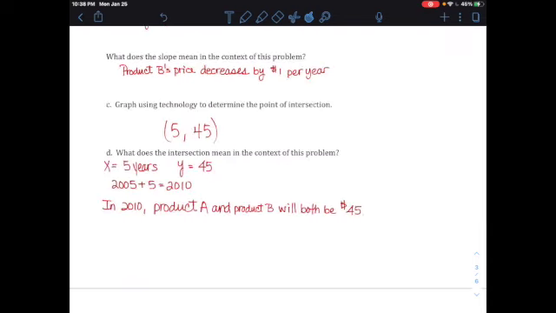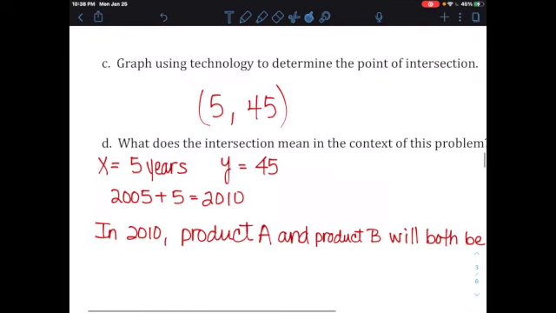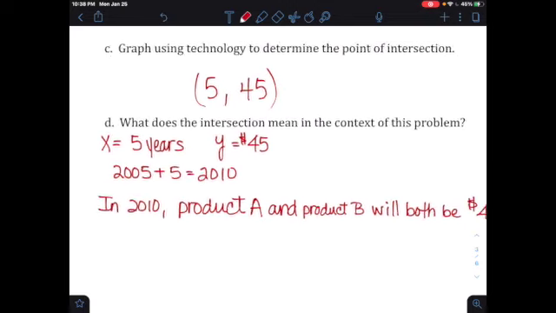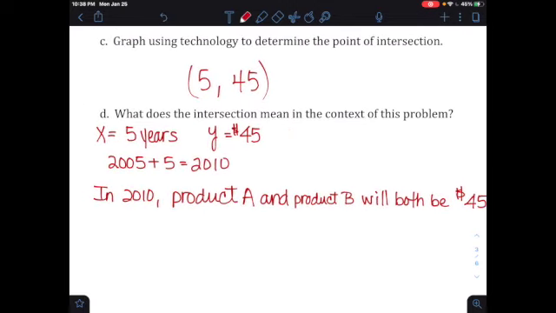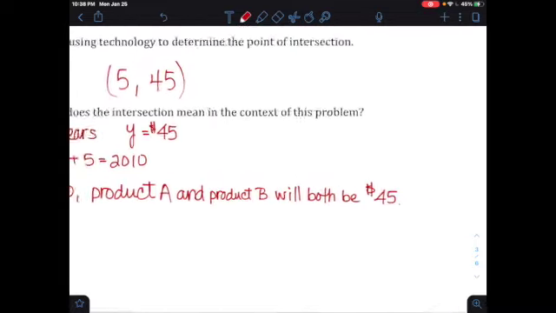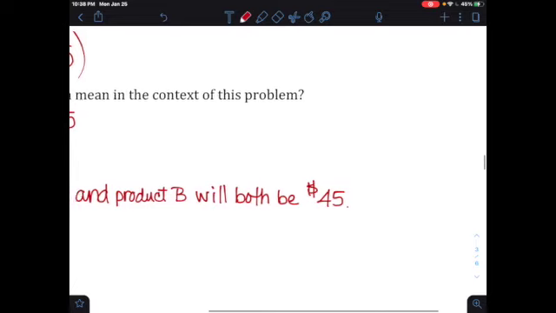Letter D is what does the intersection mean in the context of this problem, which is what I said to you before. X represents the year, which is the time, and Y represents the dollar amount that will be the same for both products. In this case, since we start at 2005, you have to add 5 years. So that will be 2010. So in 2010, product A and product B will be $45.